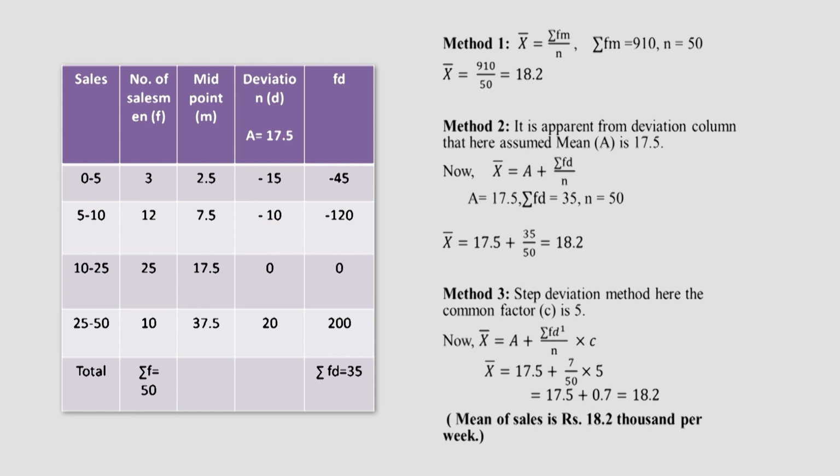Alright. So now as in the case of discrete series, the formula would be x bar, or mean, is equal to assumed mean plus summation fd upon n. In this case the assumed mean is 17.5 plus summation fd is 35, total number of observations, that is n, is equal to 50, and you get the answer 18.2.